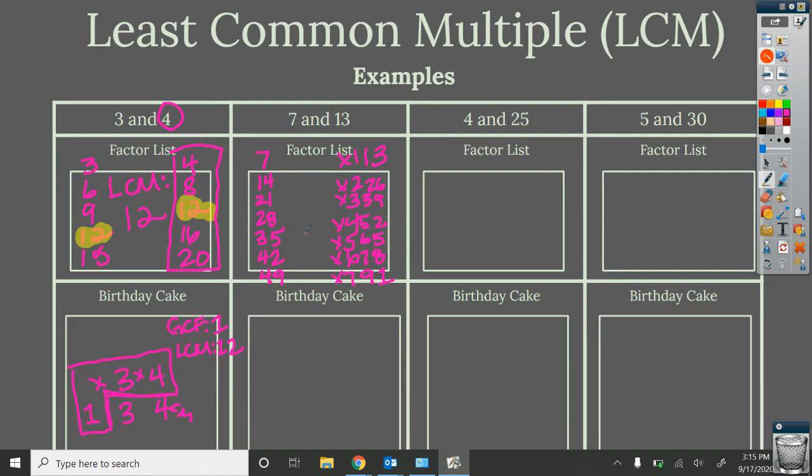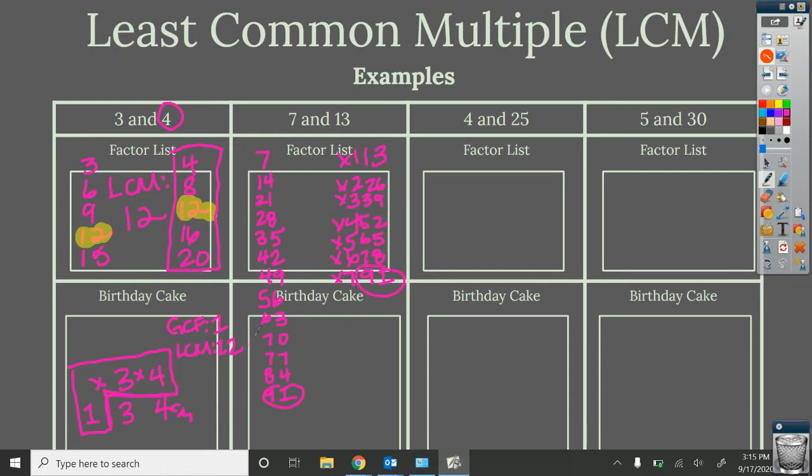Now, I still don't have a match, so I can keep going over here until I get a match. So it would be 49, and then it would be 56, and then 63, and then 70, and then 77, and then 84, and then 91, and I would get my match.